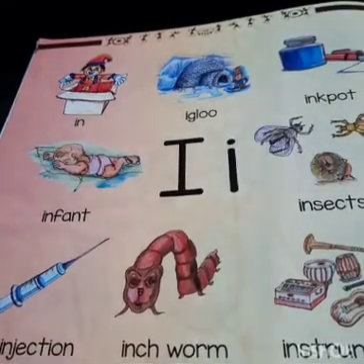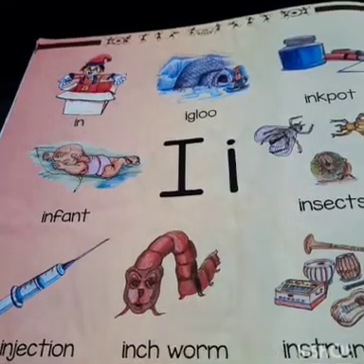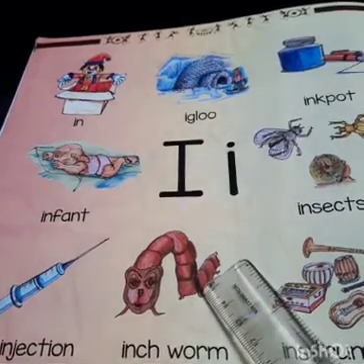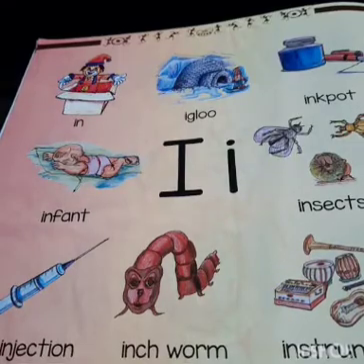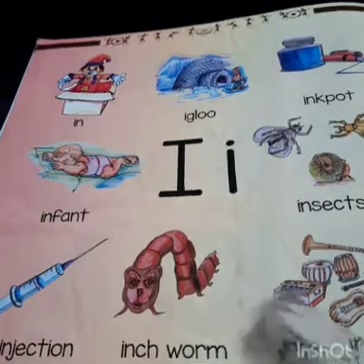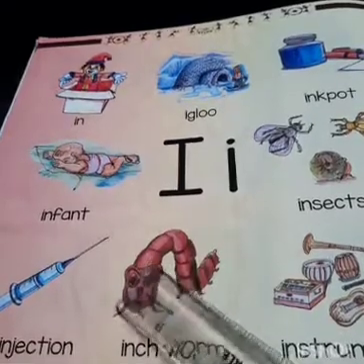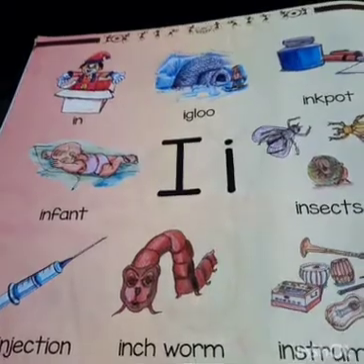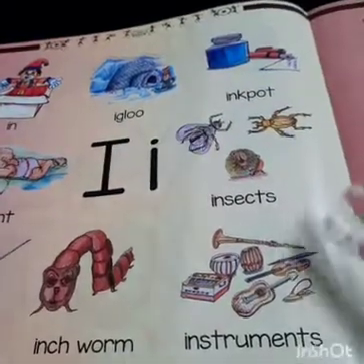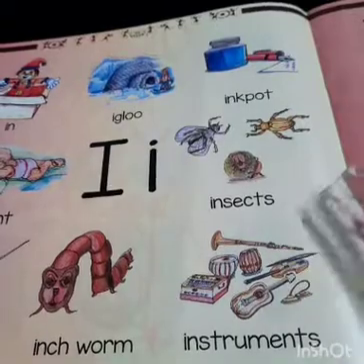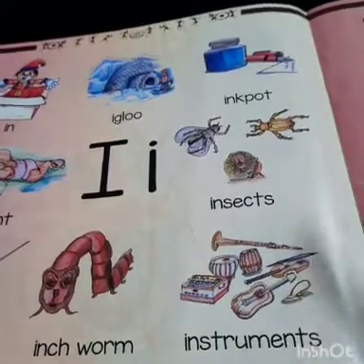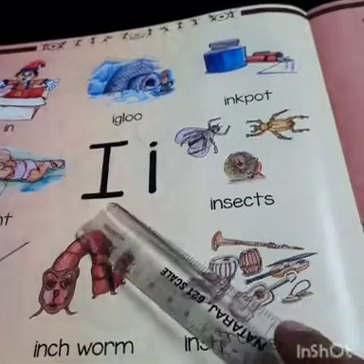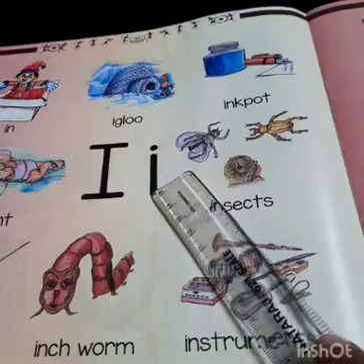Next one is inchworm. What it is? Inchworm is nothing but a caterpillar, children. Which moves its body, moving forward. Next one, instruments. You can see here a few musical instruments from which you can get music. That is instruments. So you have learned the letter I says E.